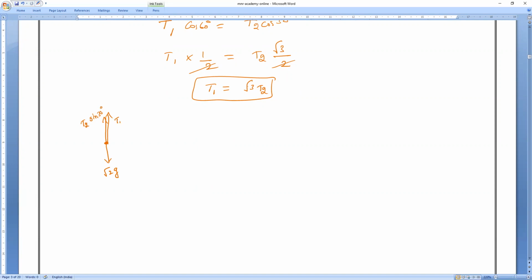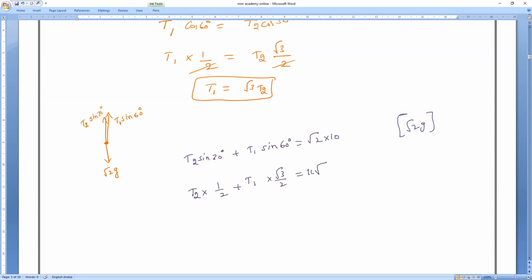And the next one is what? T1 sin 60. Okay, that's all. So both are in the same direction. Addition or subtraction? Addition. So T2 sin 30 plus T1 sin 60 equals root 2 into 10. The g value is 10. Am I right or wrong? So you can proceed with that. So T2 into sin 30 value 1 by 2, plus T1 into sin 60 value root 3 by 2, equals root 2 into 10. What will come? 10 root 2. Am I right? 10 root 2. That's all.